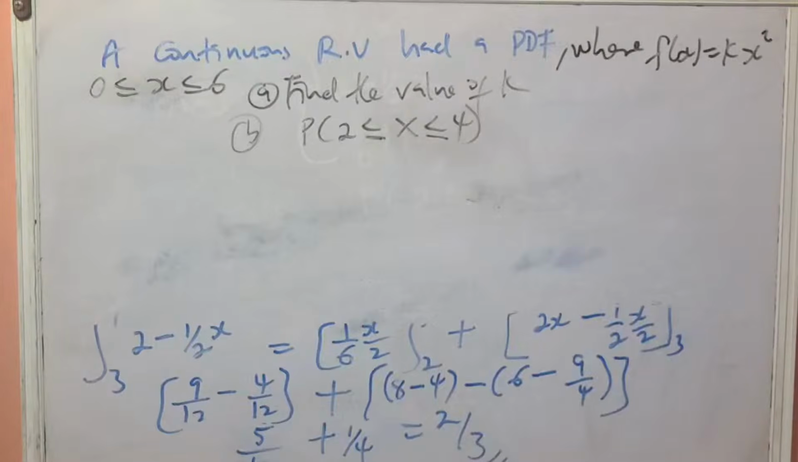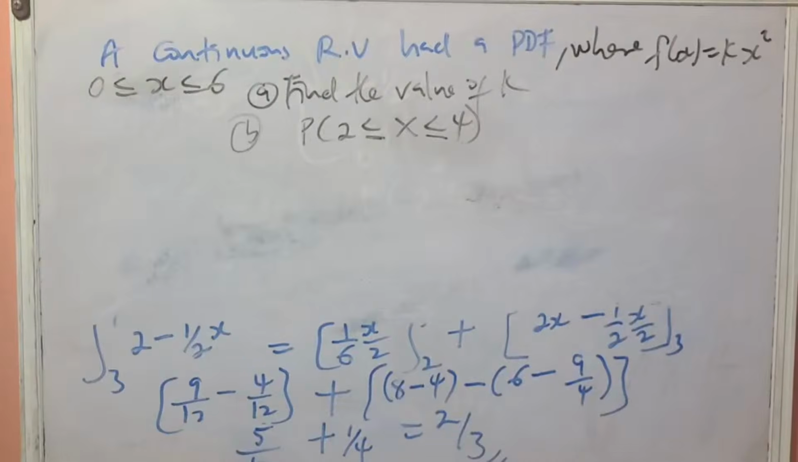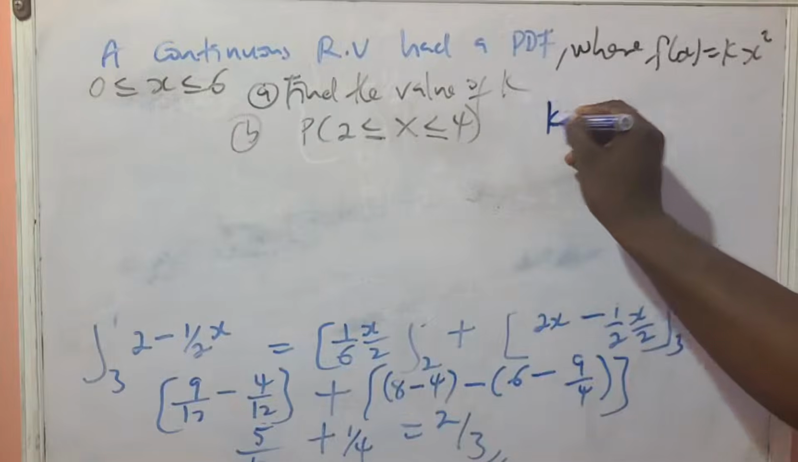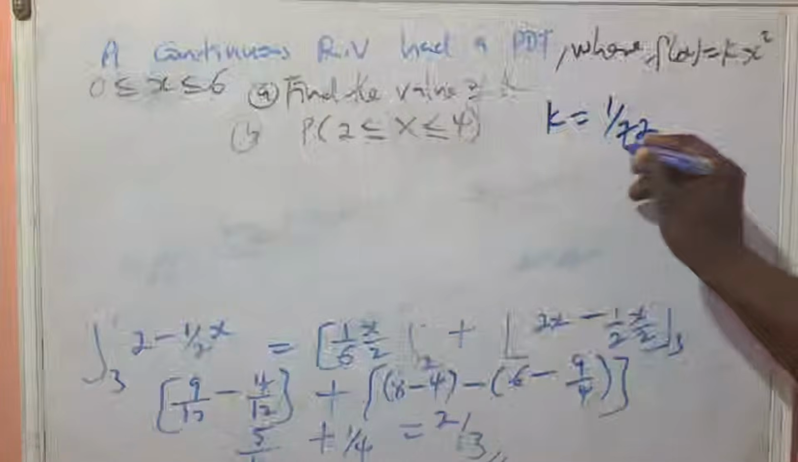Okay, people said it looks blurry. Somebody said the answer of K is 1 over 72. It looks like many people are getting 1 over 72. All right, that's actually very correct. The answer for K is 1 over 72.